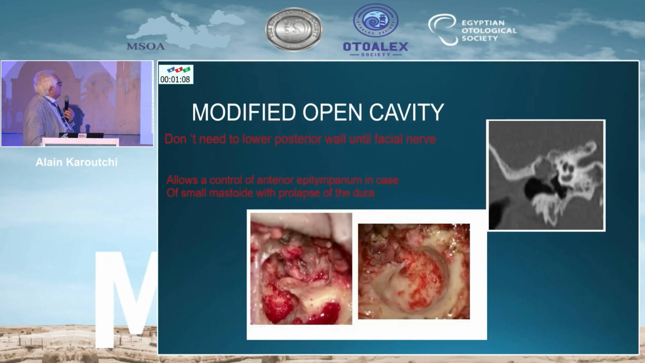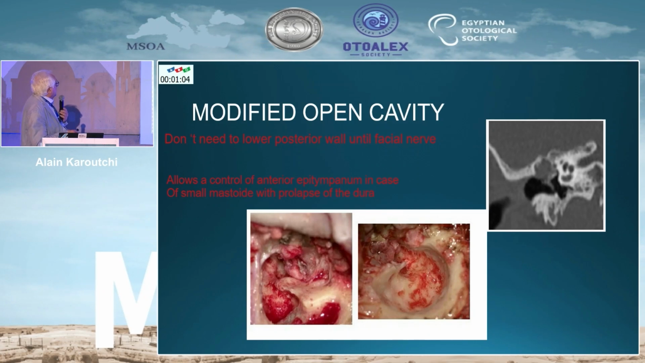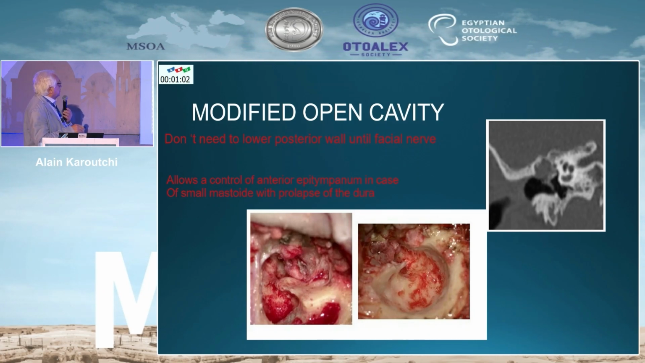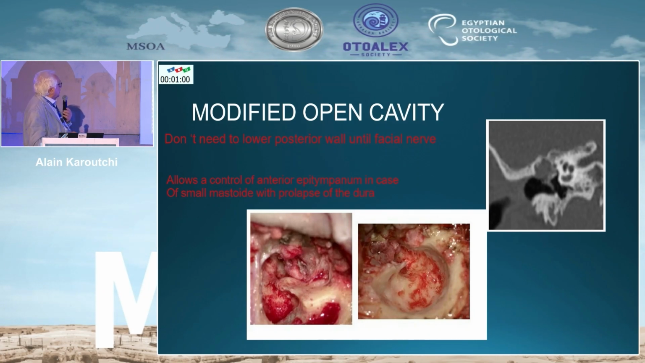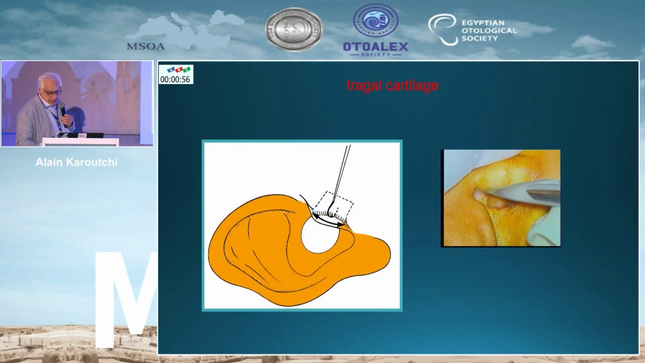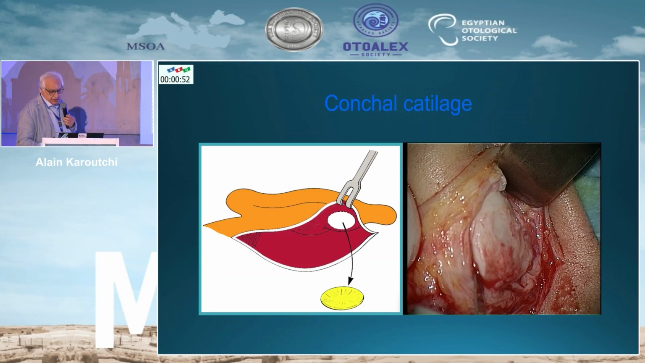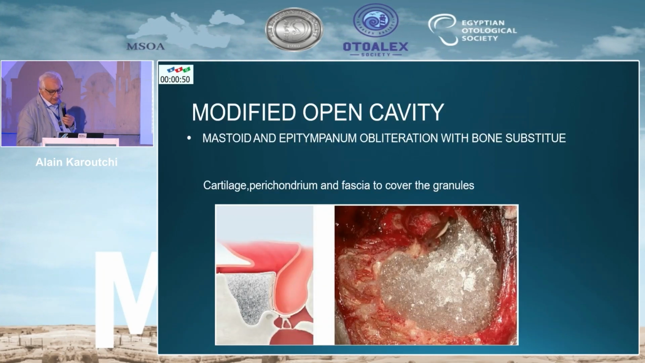So when you do this technique with an open cavity, the advantage is that it is not necessary to drill the canal more. I used cartilage to rebuild the tragus and cartilage, and you put fascia.